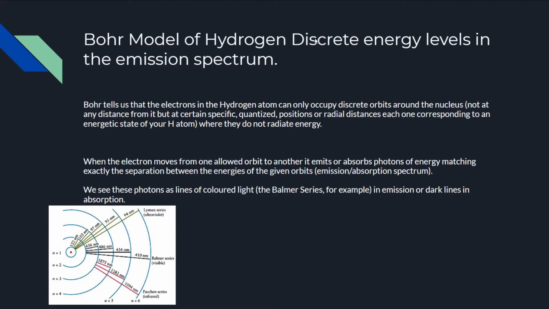So Bohr tells us that the electrons in the hydrogen atom can only occupy discrete orbits around the nucleus, not at any distance from it, but at certain quantized positions where they do not radiate energy. And when the electron moves from one allowed orbit to another, it emits or absorbs photons of energy matching exactly the separation between the energies.